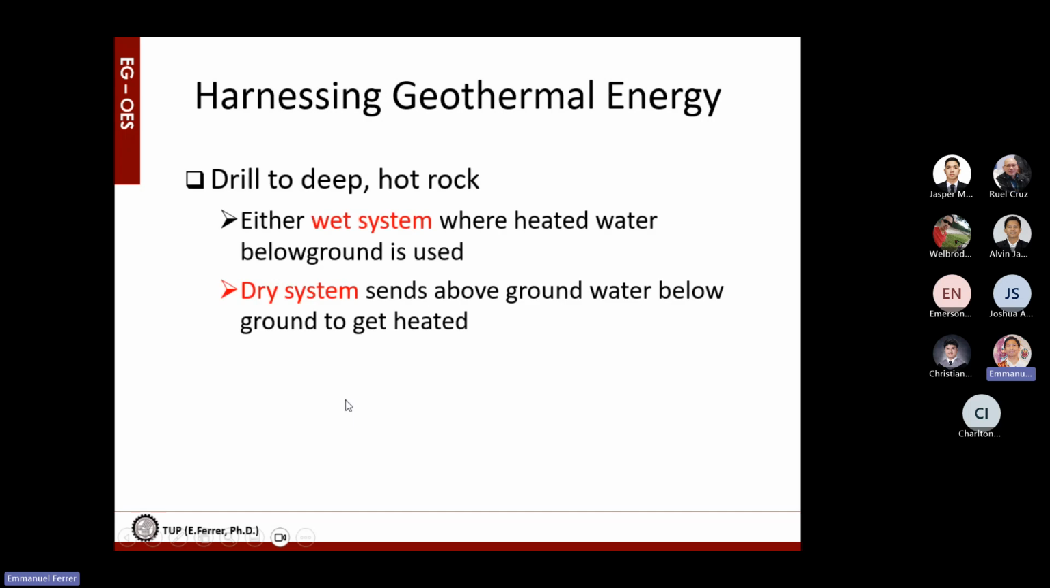Harnessing geothermal. These are some types of drilling. We have this rock, and wet system and dry system. For wet system, heated water below ground is used. For dry system, you send water from above the groundwater. You pump the groundwater to the source of heat.